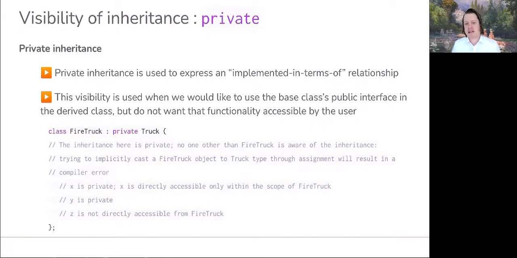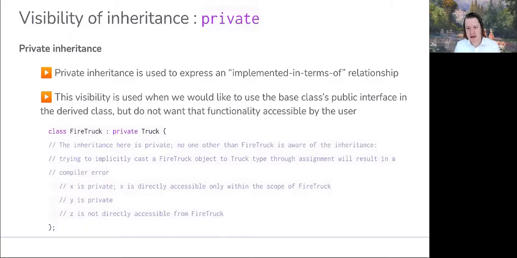This visibility is going to be used when we would like to use the base class's public interface in the derived class. So if we inherited from, say, a standard library vector using the private mode of inheritance, we could use things like push_back within our definition of our fire truck functionality. However, users of our class would not have access to the functions that we inherited because they're only going to be accessible within the scope of the child class in this case.